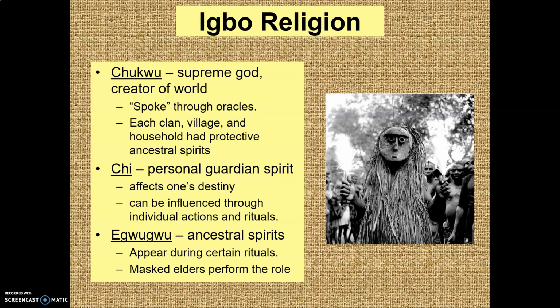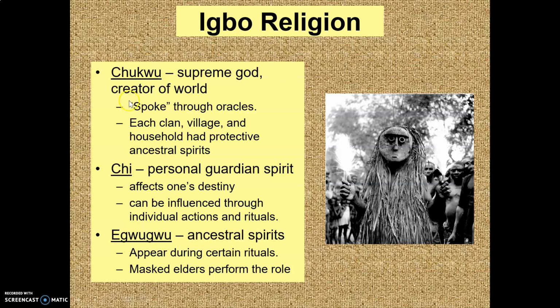But not only did each community have their ancestral spirits, each individual person had a guardian spirit as well. And that was known as the chi. And your chi, you could have a good chi, you could have a bad chi. Sometimes it depended on your behavior, things that happened to you, and maybe the God's judgment on the kind of person you were. So your chi affected your destiny, but could be influenced by your own individual actions, but could also maybe be even improved by performing certain rituals.